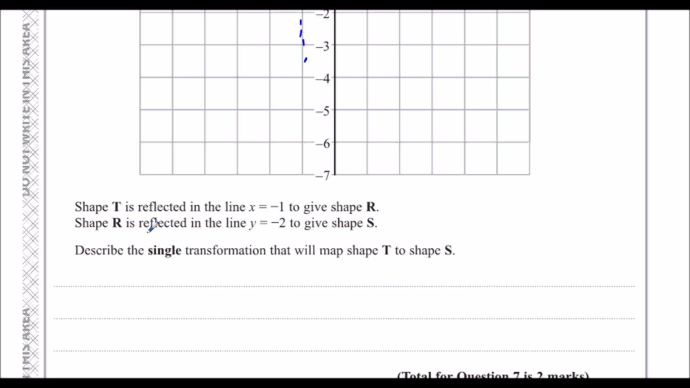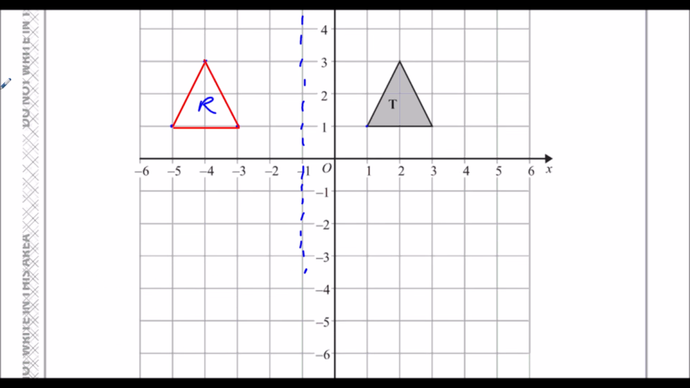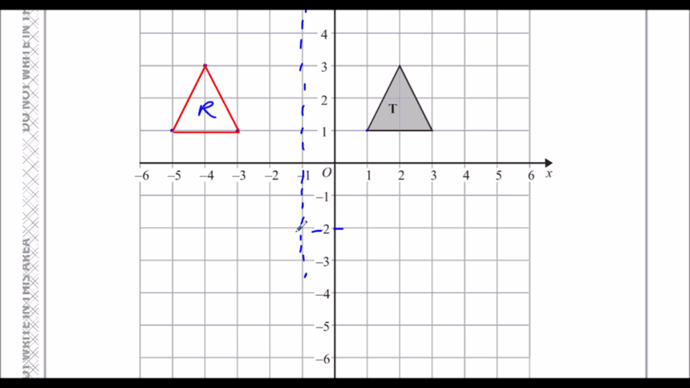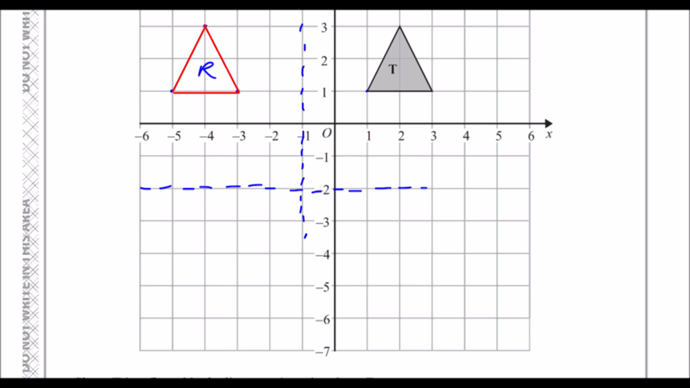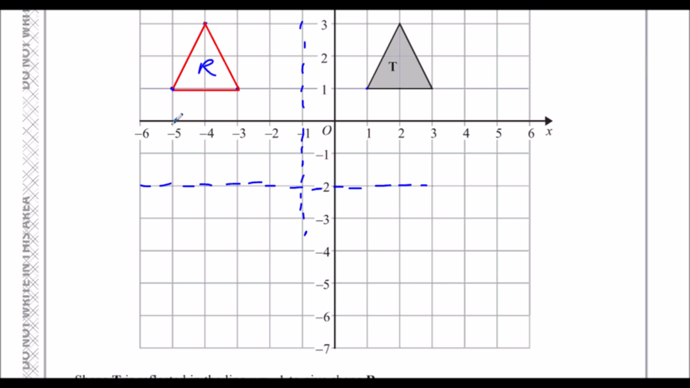And then shape R is now reflected in the line y equals -2 to give shape S. So y equals -2, that's here. So we take the bottom corner first, 1, 2, 3, 1, 2, 3. Bottom right, 1, 2, 3, 1, 2, 3. And the top, 1, 2, 3, 4, 5, 1, 2, 3, 4, 5. So that's shape S.